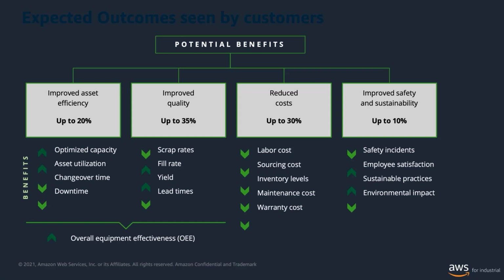At the same time, when we look at reduced cost capabilities, our customers come to us and say, by implementing Industry 4.0 capabilities, we're looking at lowering our cost of labor, our sourcing capabilities, lowering our inventory levels, lowering maintenance and lowering warranty across the board. Now, go back to that last slide. Those costs are different costs across those different areas within that flywheel.